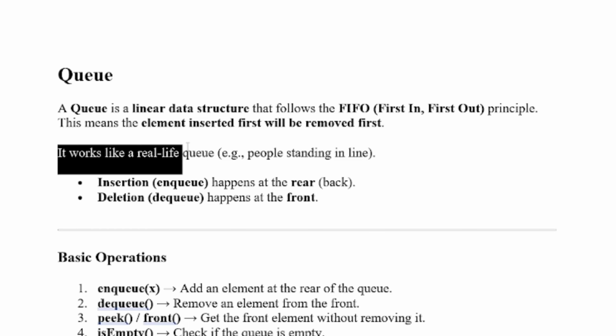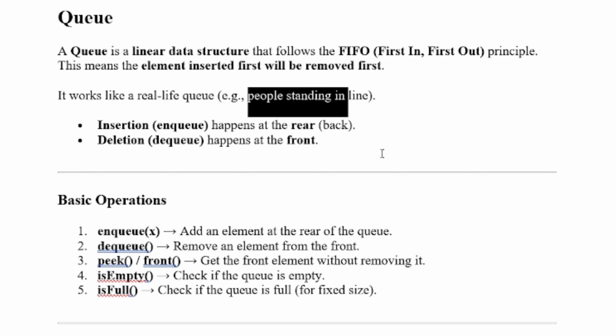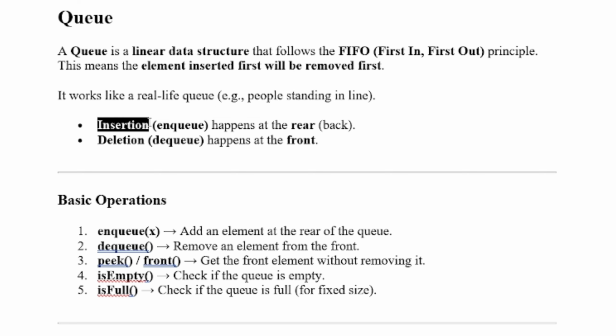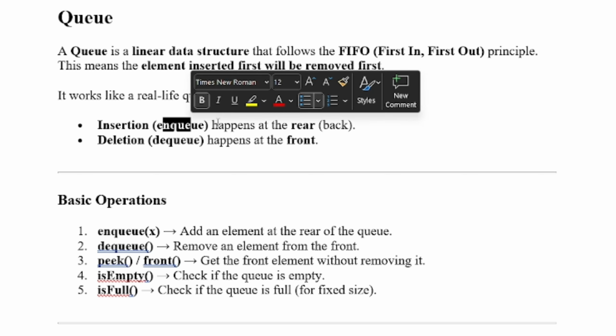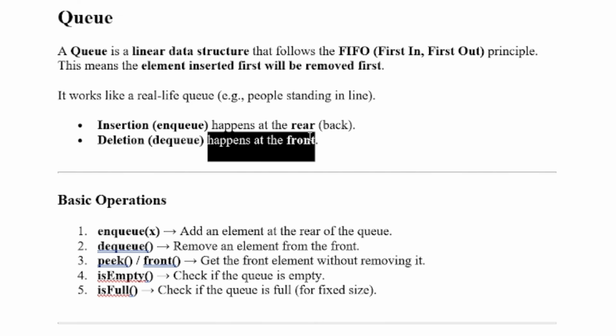It works like a real-life queue. Example, people standing in a line. So we have two operations in a queue. First is insertion, which in a queue happens at the rear or back end, and deletion, dequeue, happens at the front.